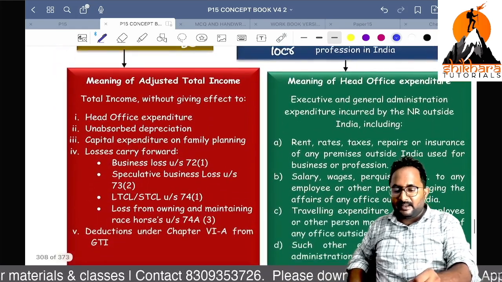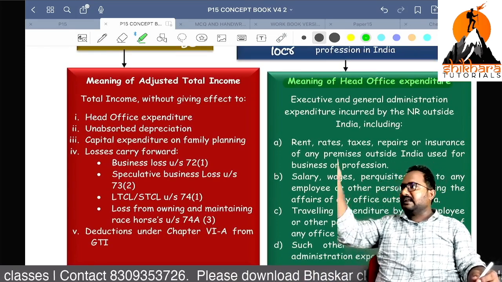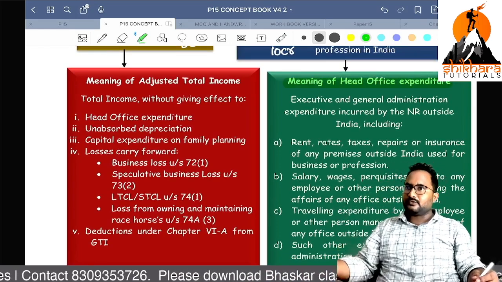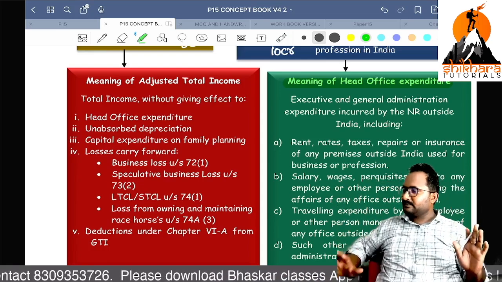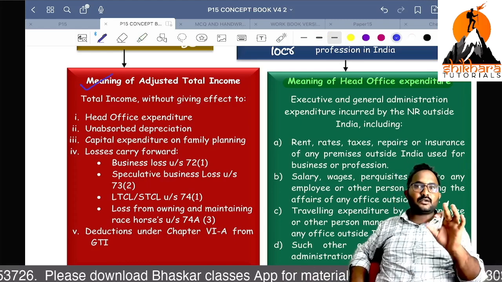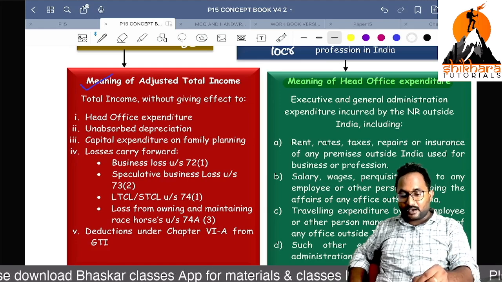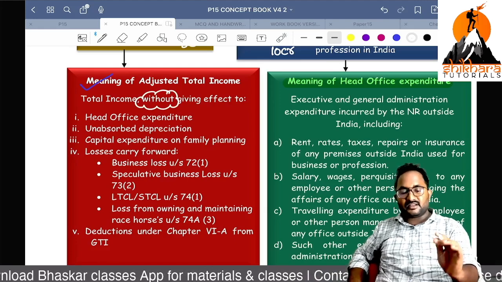Now what is the meaning? I will tell you. The meaning of head office expenditure is not required here. On behalf of the branches, the head office can pay the taxes also, rents also, whatever it may be. Now they can apportion. That is a different issue. But now I want to know the meaning of adjusted total income. Are you clear? Total income before giving the effect of.